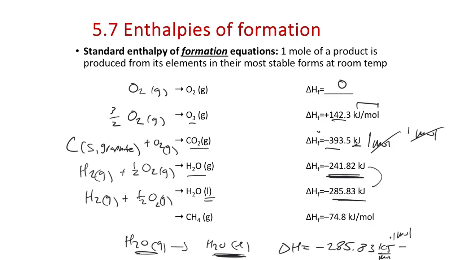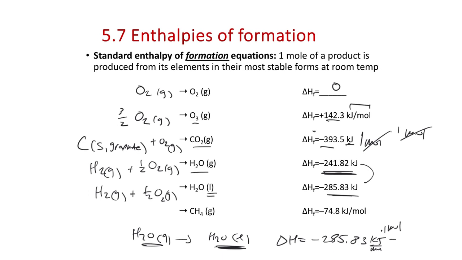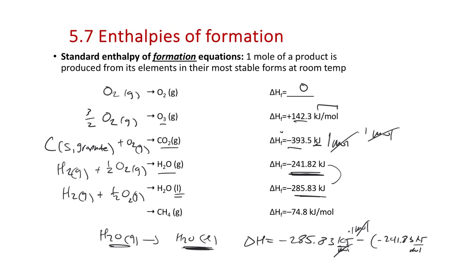So we'd have minus 285.83 kJs per mole times a mole, which reduces down to just that number of kJs, and then minus 241.83 kJs per mole, again, times 1 mole. So the mole unit goes away. So we'd have minus 285.83, and then minus negative 241.83.